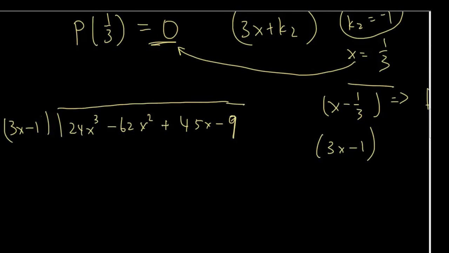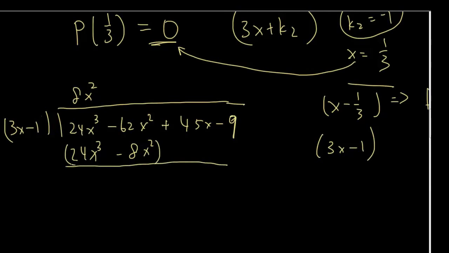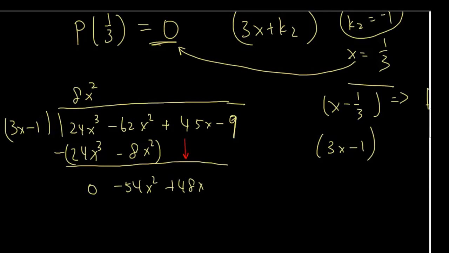So 8 times 3 is 24, 24x squared equals 24x cubed minus 8. Now remember, everything is minus here, so that will give me a 0. So 62 plus 8, that will be negative 54x squared. And then again, I drop this down, so it's plus 45x.